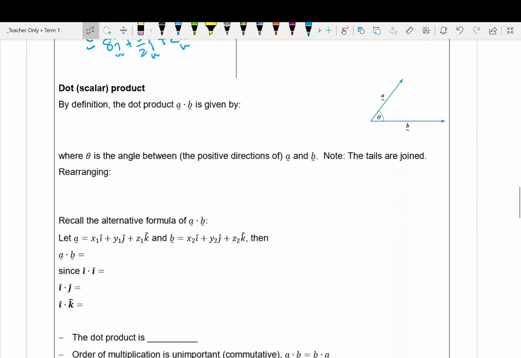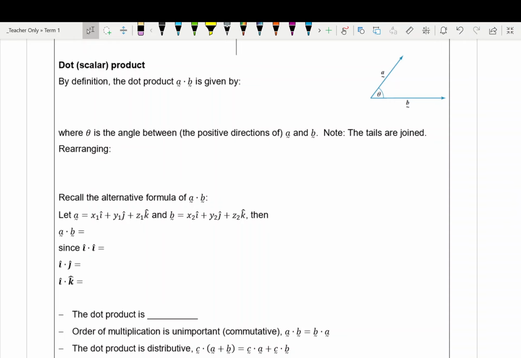All right, dot scalar product. We've looked at this with 2 dimensions. By definition, the dot product A dot B is equal to the magnitudes of each vector multiplied by cosine of theta, where theta is the angle between the positive directions of A and B. So look at the diagram up here, we can see that the tails are joined. Rearranging that, we get that cosine of the angle is equal to the dot product over the magnitudes.